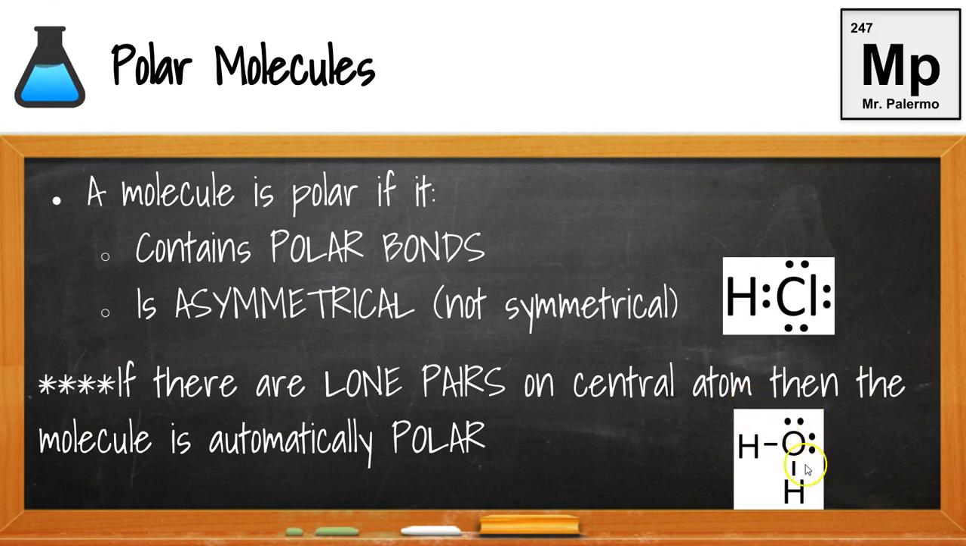And because of this bent shape now, it's asymmetrical. It's not the same on all sides. We have hydrogens on this side and we have lone pairs on this side. Then we have, I can kind of draw a dividing line here. We have a negative end of the molecule by the oxygen and positive ends by the hydrogen.